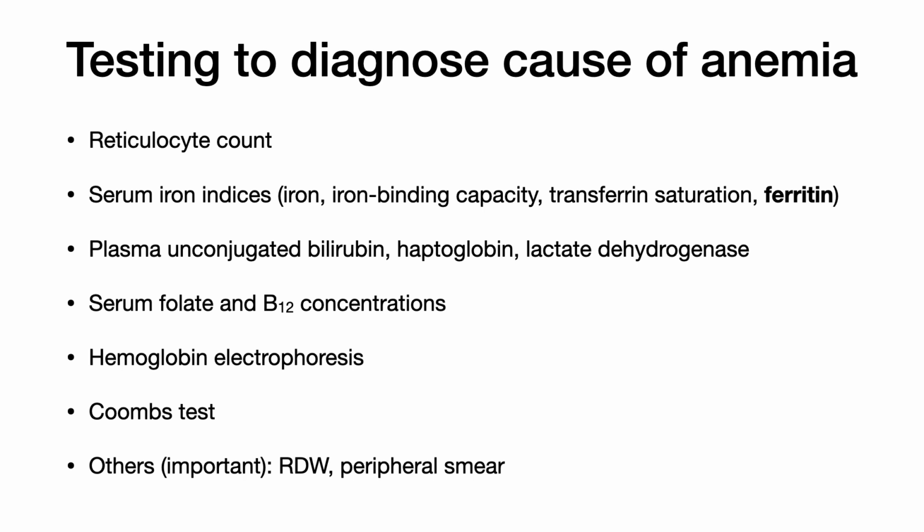And others, and these are very important, are RDW, as we mentioned, red cell distribution width, the variation in size of the red blood cells, and peripheral smear, vitally important. So they're at the bottom, but that doesn't mean they're not important, because they are. Because on a peripheral smear, there are a lot of different morphologies that can help you identify the underlying disease process.